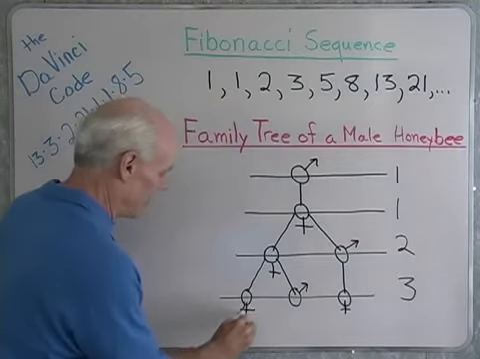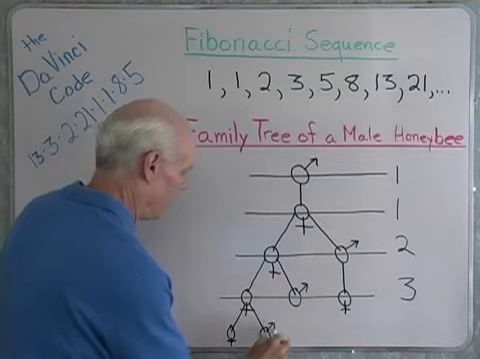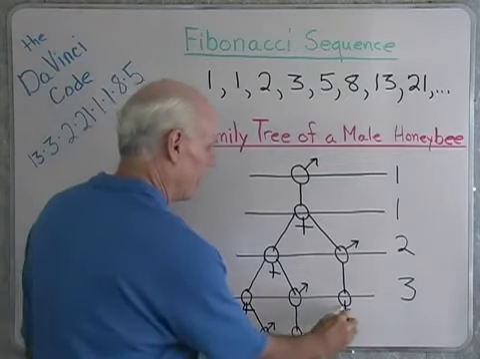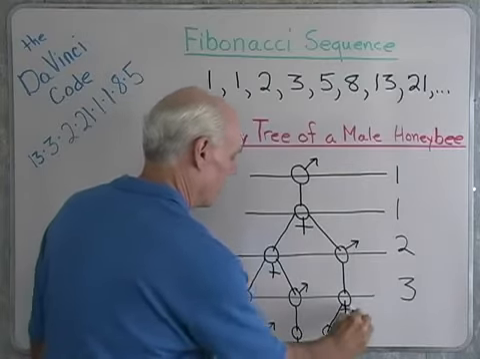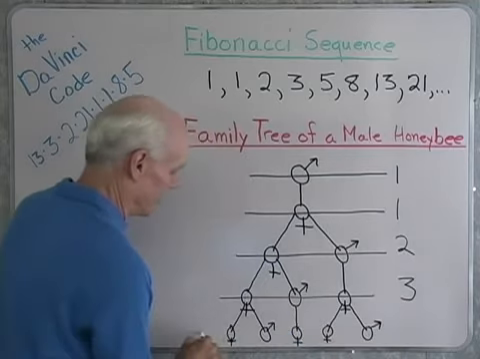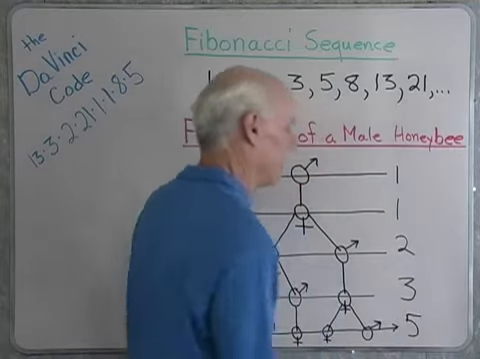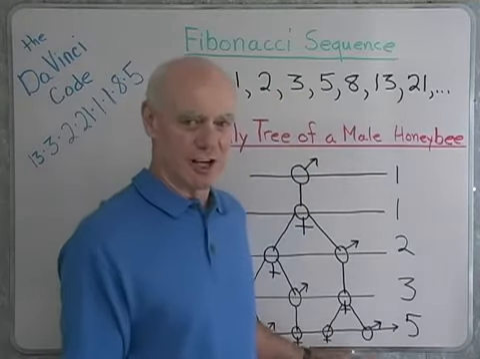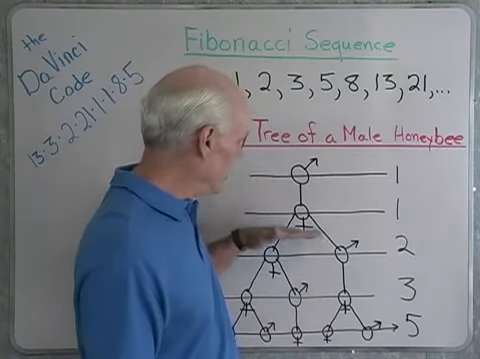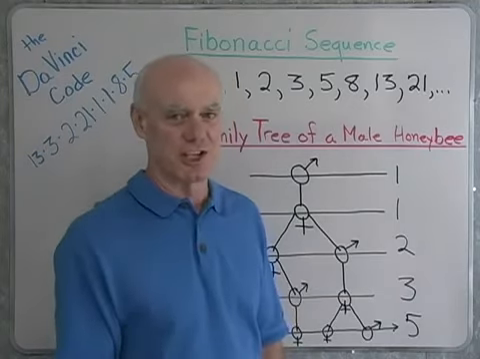That female has two parents, a female and a male. That male has only one parent, a female. That female has two parents, a female and a male. So the number of bees in that generation of the family tree of this male honeybee is, just like we thought, 5. And if you go to the next generation, you'll get 8. The generation after that, 13, so on and so forth. The number of bees in each generation of the family tree of a male honeybee follows the Fibonacci sequence exactly.